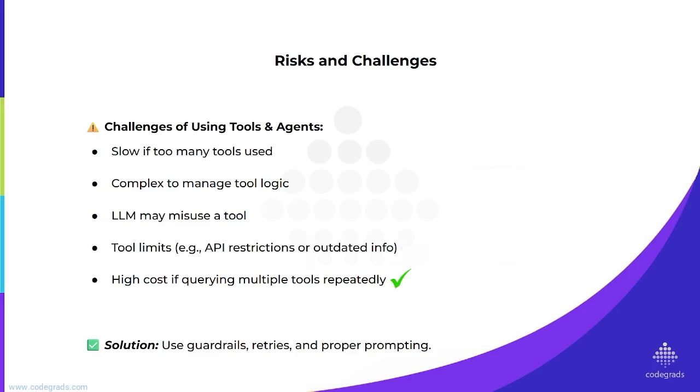Now it can be costly also if we are querying multiple tools repeatedly. If we are working with a tool and not getting the expected answer, and we are stuck in a loop trying to get the correct answer, then it generally costs higher. So that is also a risk and challenge. Now the solution is to use guardrails, retries and proper prompting. If our prompting techniques are accurate and precise, these challenges can be avoided. We can also use guardrails and retries.